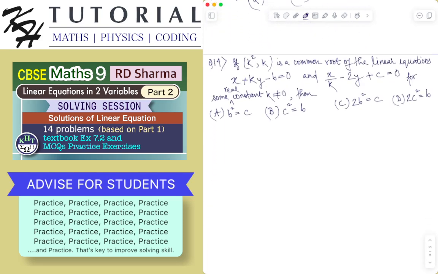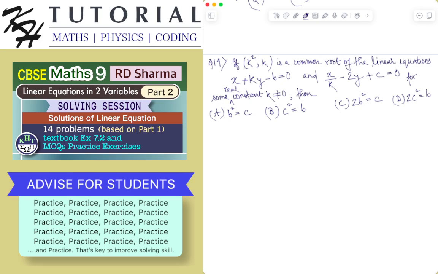If k square comma k is a common root of the linear equations x plus ky minus b equals to 0 and x by k minus 2y plus c equals to 0 for some real constant k not equals to 0, then which of the choices will be correct in terms of b and c?